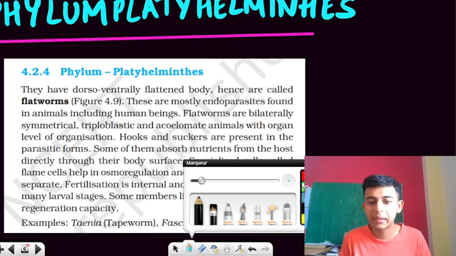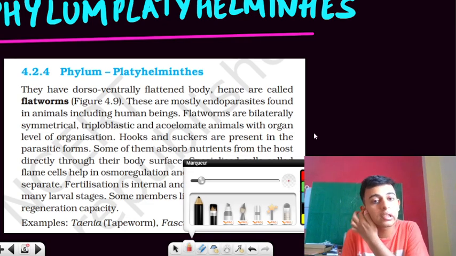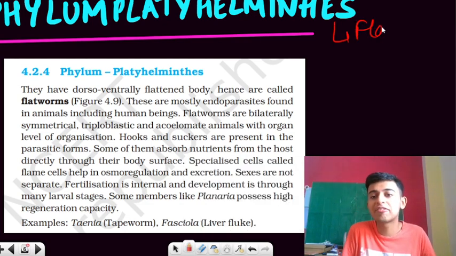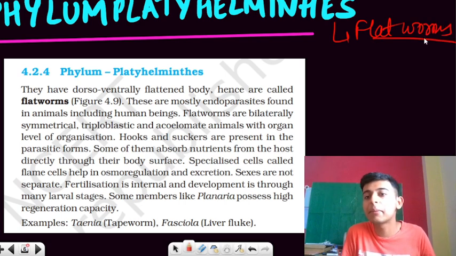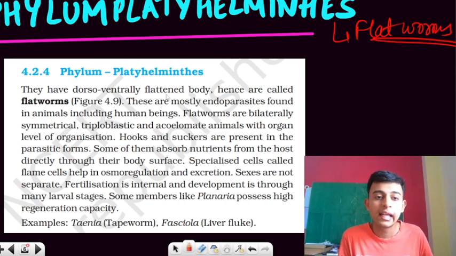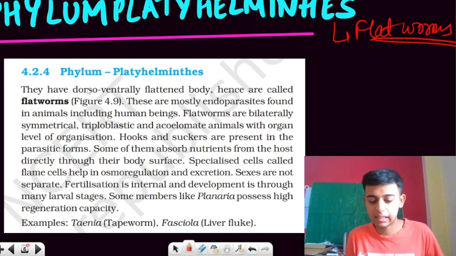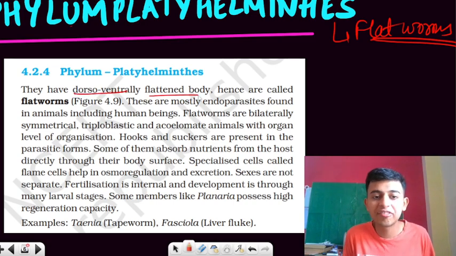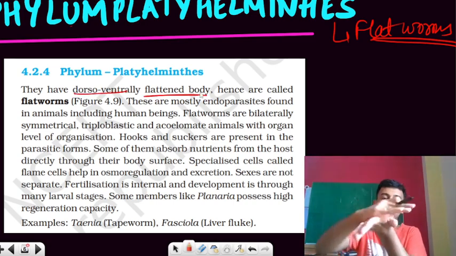Moving on to the next one, Platyhelminthes. Platyhelminthes is very important. Platyhelminthes are also called flatworms. जितने भी worms आप देखते हो, they are a part of Platyhelminthes. First point is they have a dorso-ventrally flattened body. की flat कर दिया, ऐसा flat है body.